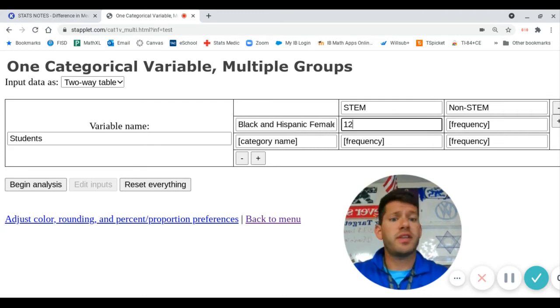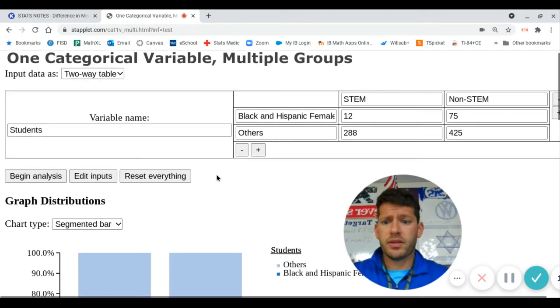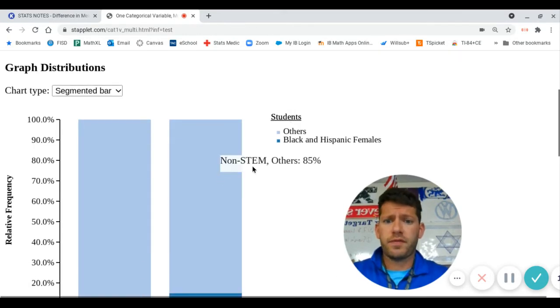And then in STEM, there are 12. In non-STEM, there are 75. And we have others that there's 288 to make up 300 STEM students in the sample and 425 to make up the 500 non-STEM students in that sample. We'll hit begin analysis, and we can see graphically a few different ways here.